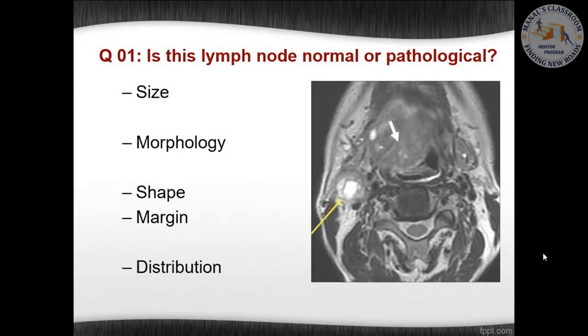So back to the question, is this lymph node normal or pathological? So you will go to the assessment of the 5 criteria. What about the size? Enlarged. What about the morphology? Necrotic. What about the shape and the margin? The shape, it becomes rounded and the margins are irregular and surrounded by infiltration, and distribution, it is asymmetrically enlarged compared to the other side. So this is a pathological lymph node, not a normal one.